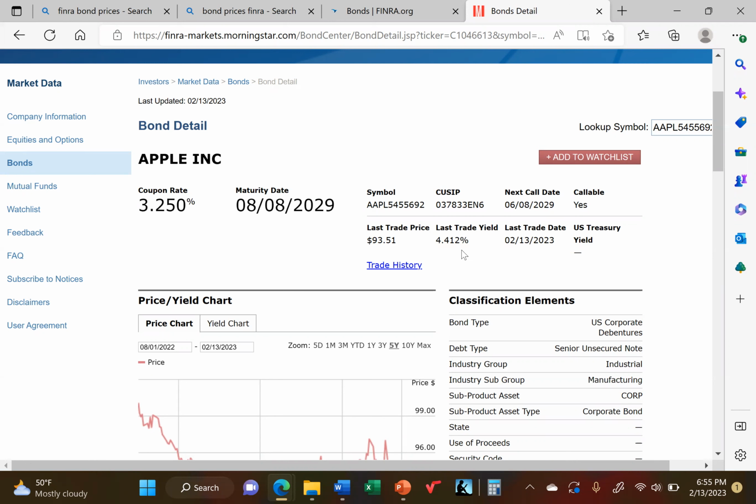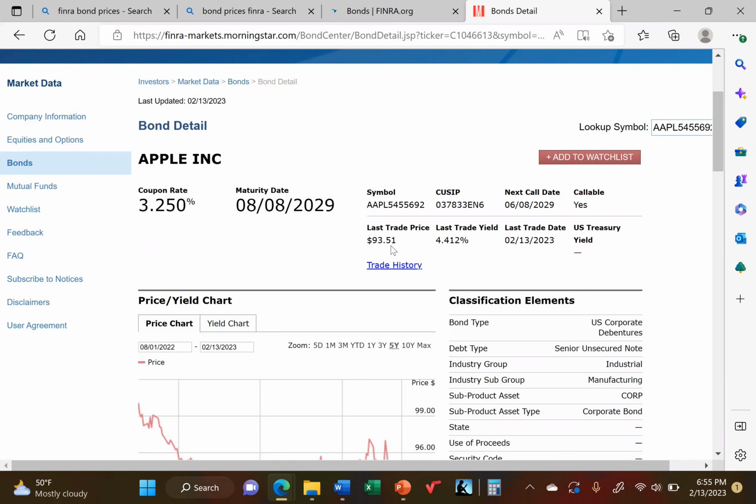Now, that yield and that price are what can change in the market every single day. The coupon rate and the maturity date are locked into place. They will never change. So that means every year, I'm going to get a check from Apple for $3.25.